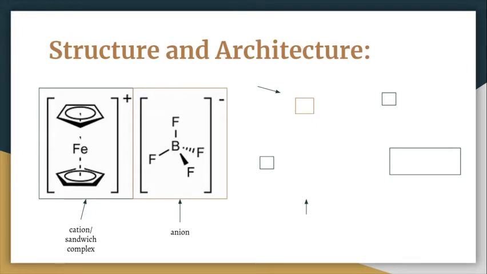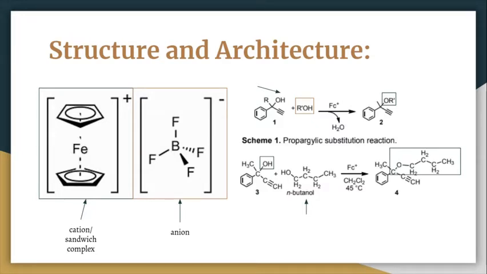These catalysts are key ingredients for propargylic substitution reactions in which it relies on the usage of a tertiary propargylic alcohol, a primary alcohol, a solvent, and of course the catalyst.